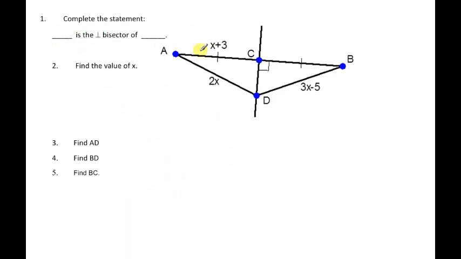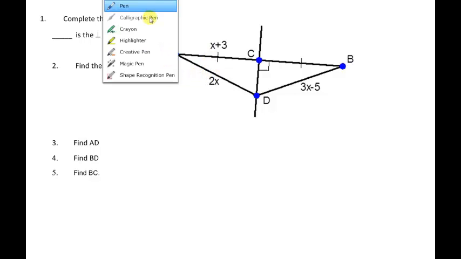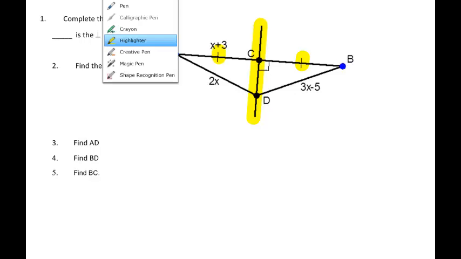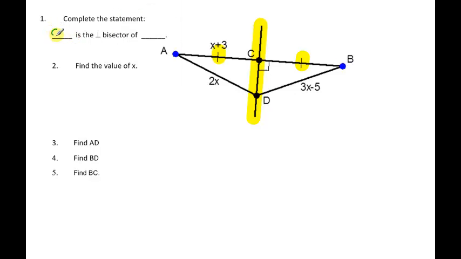All right, so next one, we've got to do some algebra, I can see right off. But before I do anything, I'm going to answer the question: which line segment is the perpendicular bisector of which line segment? As I look at this, again, here are my tick marks. So AB is the bisected line. That means that CD is the bisector. So we fill in the blank that way.